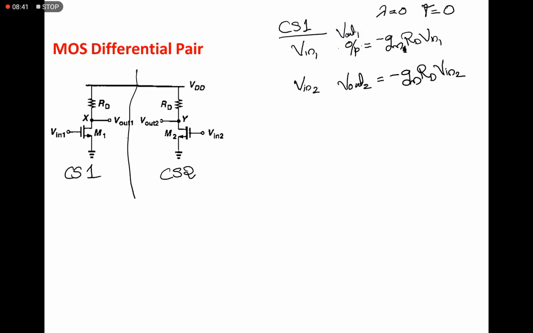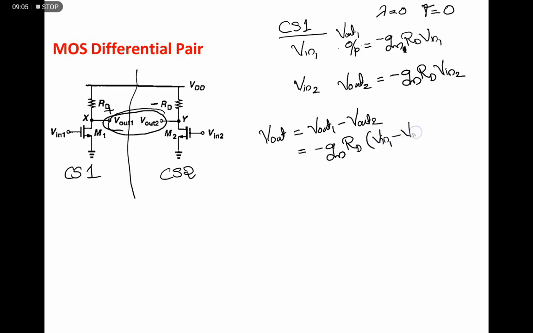Then this one will be V out 1. Then the net output between these two nodes, actual output V0 is nothing but, if we give plus here and minus at the second amplifier, V out will be V out 1 minus V out 2, and the output is minus gm rd into V in 1 minus V in 2. This indicates that this simple circuit will act as a differential amplifier. For the implementation of differential amplifier, this one is enough.